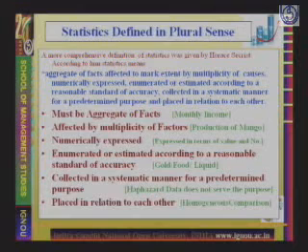If you define statistics in the plural sense, a more comprehensive definition of statistics was given by Secrist. According to him, statistics means aggregate of facts affected to a marked extent by multiplicity of causes, numerically expressed, enumerated or estimated according to a reasonable standard of accuracy, collected in a systematic manner for a predetermined purpose and placed in relation to each other. The first point, which is very important, is that it must be an aggregate of facts.